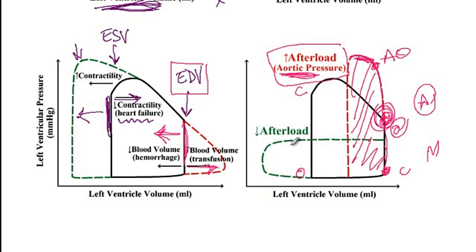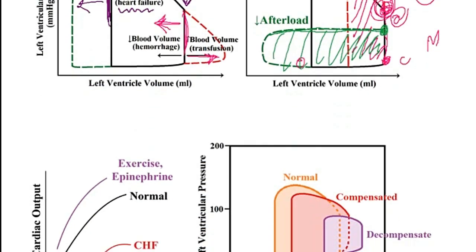Vice versa, if there is a decrease in the afterload, then the aortic valve opens when there is less pressure, like it doesn't need as much pressure to open the aortic valve. And then since there is also decreased afterload, the heart can eject more blood for a given pressure. And so therefore the change of the curve would be like this.